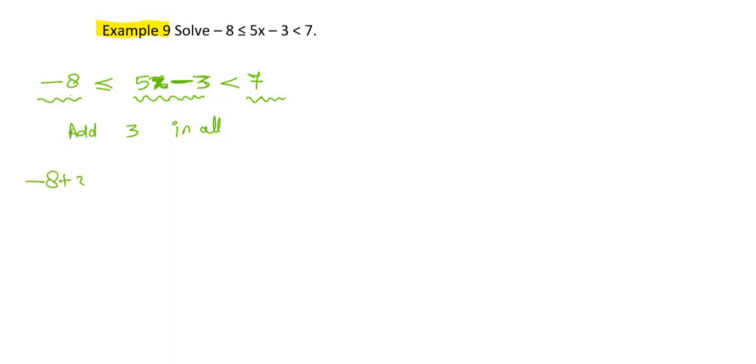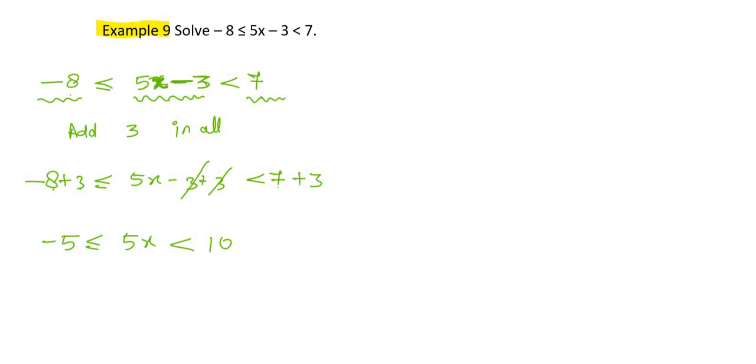So let me write down: minus 8 plus 3 greater than 5x minus 3 plus 3 less than 7 plus 3. So this I will get rid of. And minus 8 plus 3 is nothing but minus 5, less than 5x, less than 10. Correct? 7 plus 3 is 10.